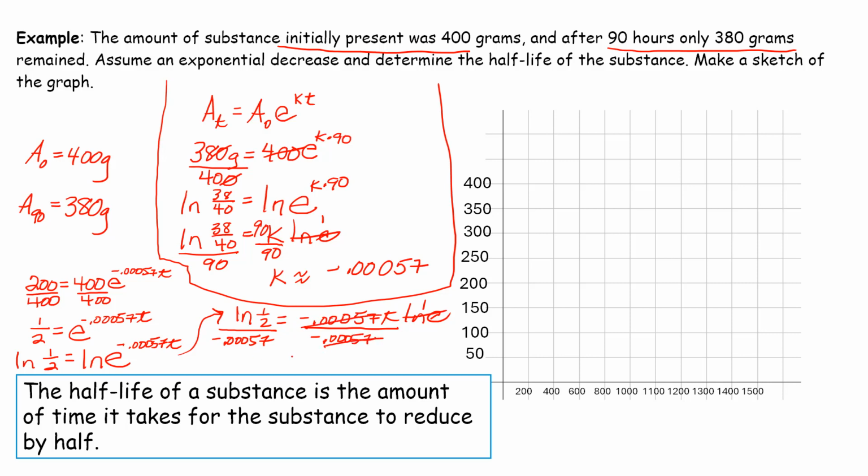That cancels. And now we can punch that into the calculator, and we will hit 0.5, hit natural log, then divide by negative 0.00057, and that will give you about, for t, about 1,216 hours.